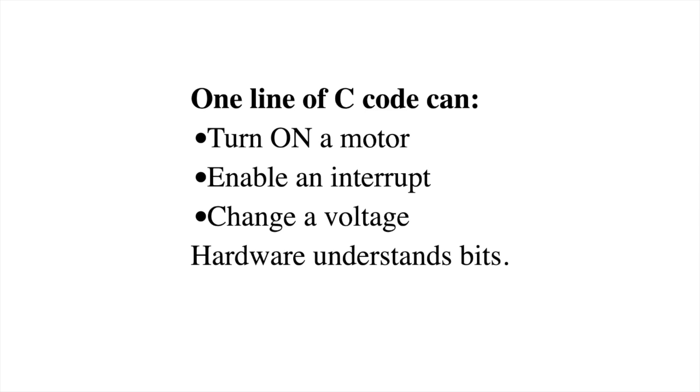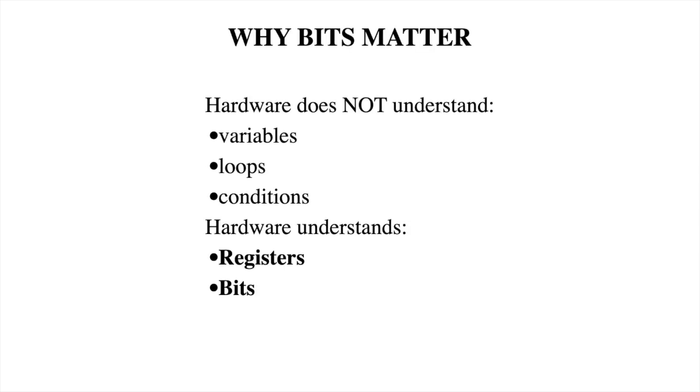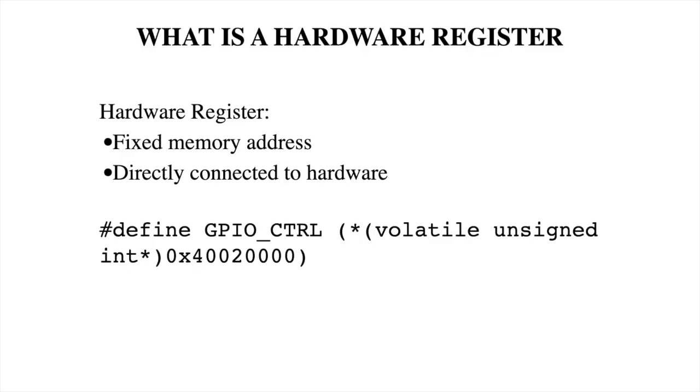At the lowest level, hardware does not understand variables or logic. It understands bits, zeros or ones. Hardware does not know what an if-else is. It does not know loops or data structures. Hardware understands registers, and registers are just a collection of bits. A hardware register is just a fixed memory address, but unlike normal memory, it is physically wired to hardware. Writing to this address changes the behavior of the chip itself.